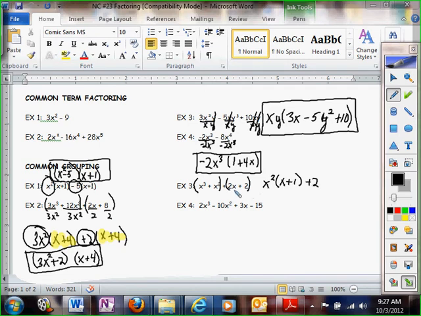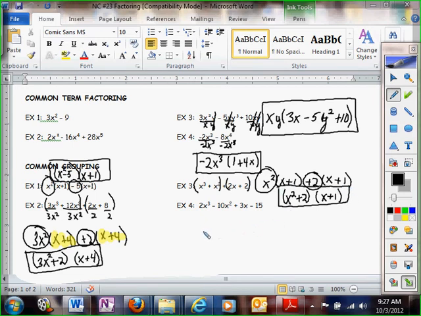When I divide 2x by 2, I get x. When I divide 2 by 2, I get plus 1. What's in parentheses matches, so I'm good to go. So my answer is x plus 1 and x squared plus 2. And that's my answer.